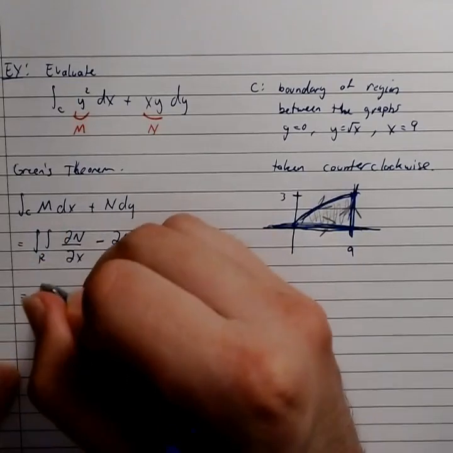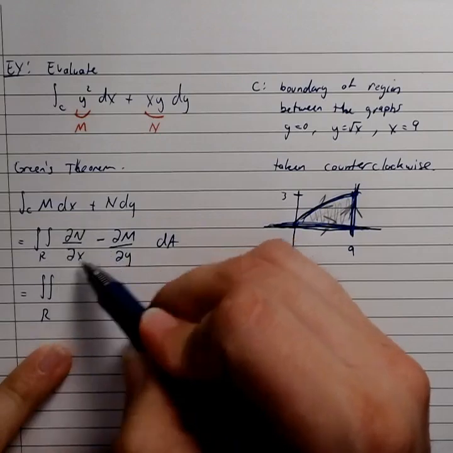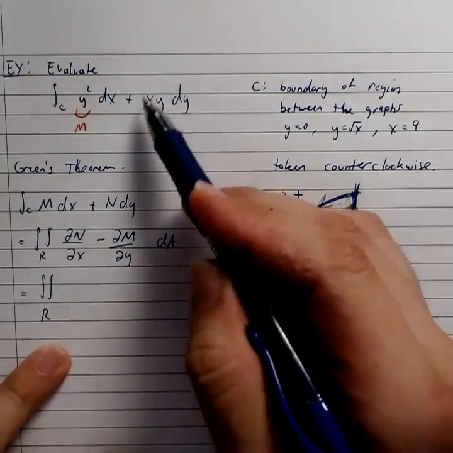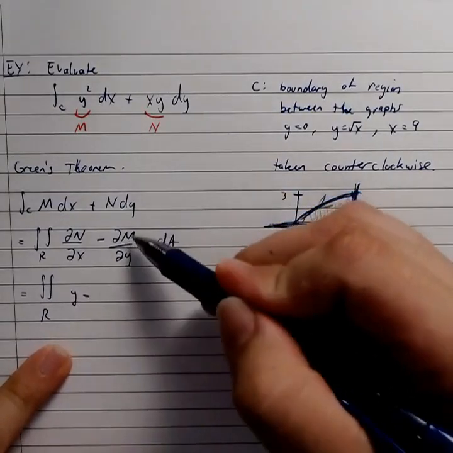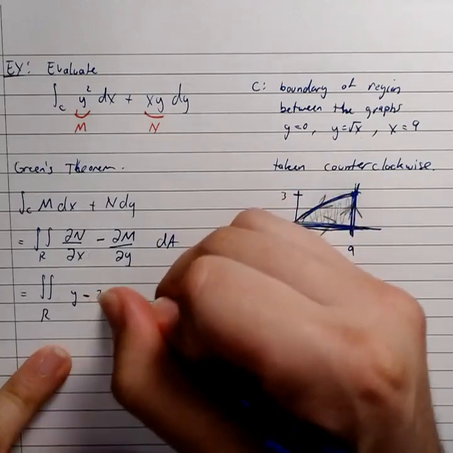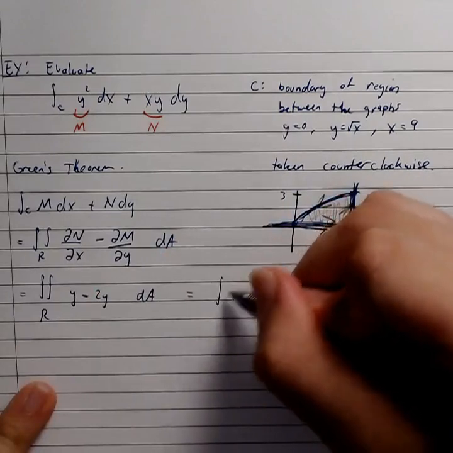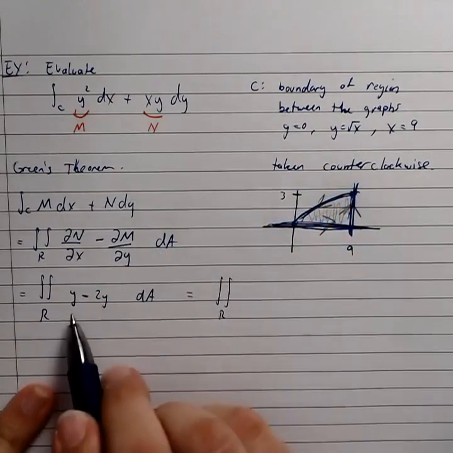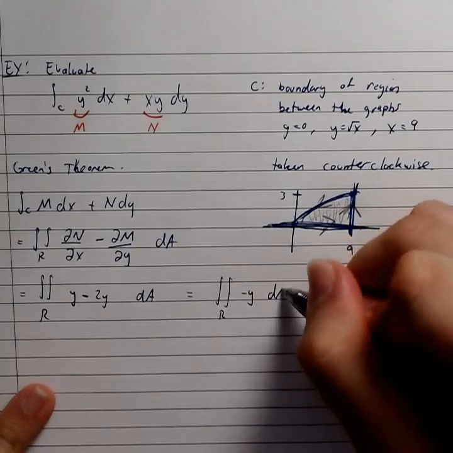So for this specific problem, we can write this as the double integral over R of del N del x, the derivative of this with respect to x, which is just y, minus the derivative of M with respect to y, which is going to be 2y, dA. That's really just the double integral over R of y minus 2y, which is just negative y dA.